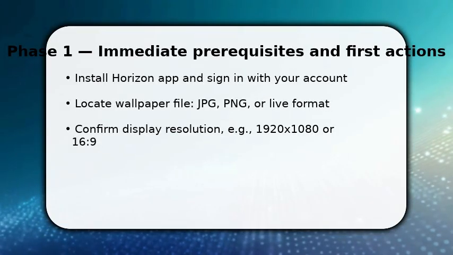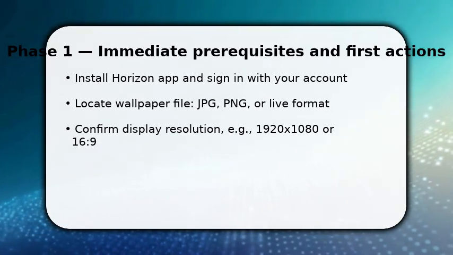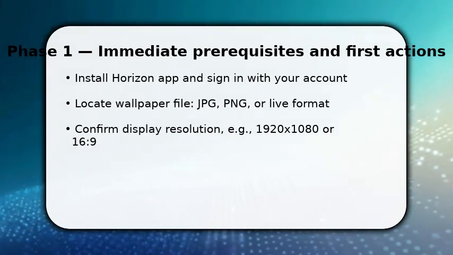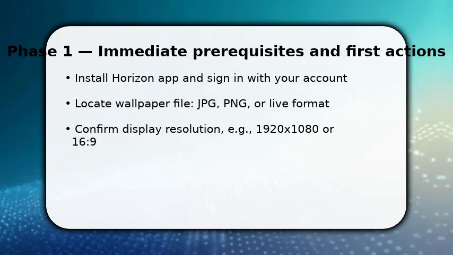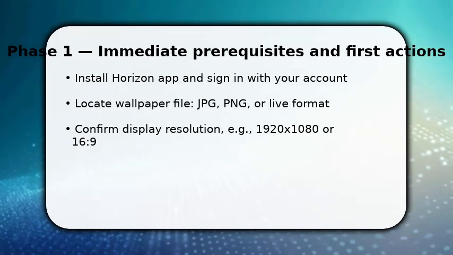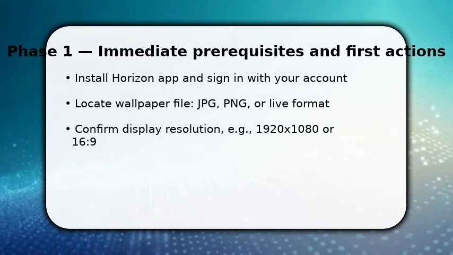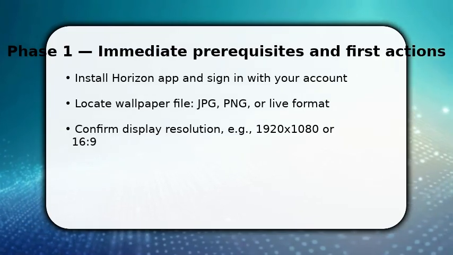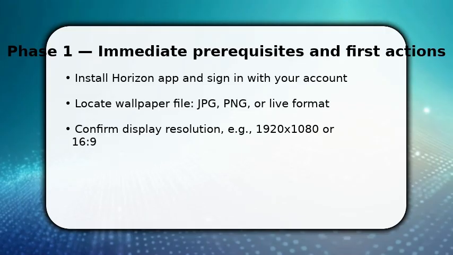You start by opening Horizon and signing in. Make sure your display resolution is correct, because Horizon uses that to scale wallpapers. Once signed in, navigate to the folder that contains your image, JPG, PNG, or compatible live format, and preview it. Drag or import the file into the workspace.